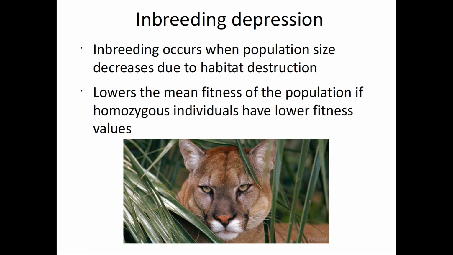So inbreeding depression: inbreeding occurs when population size decreases due to habitat destruction. And it lowers the mean fitness of a population if homozygous individuals have lower fitness values. Right, so you begin reducing the population size, and because of that, you have more inbreeding, and because of that, you possibly have an increase of these deleterious phenotypes being produced, producing less fit individuals.